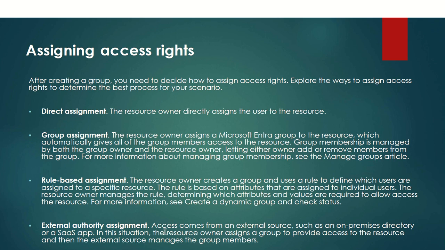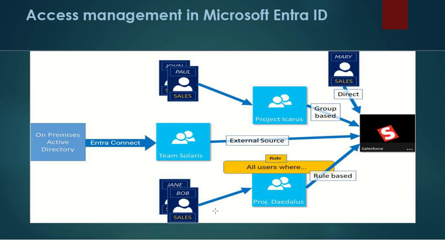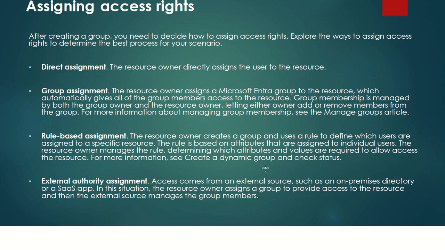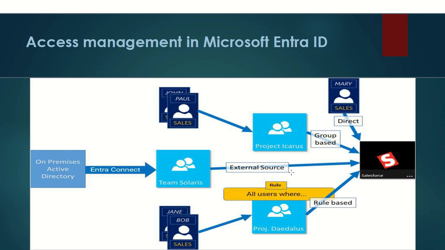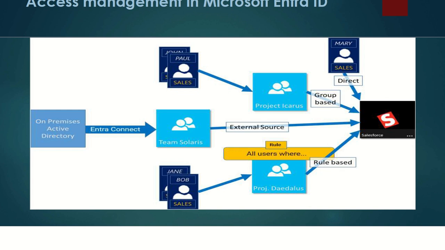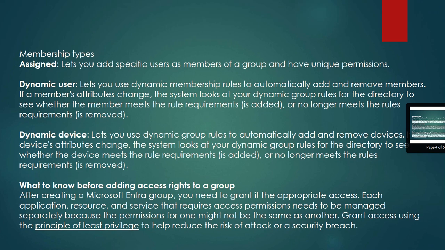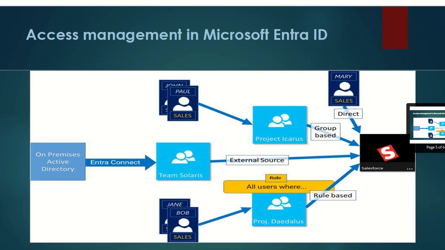External authority assignment: access comes from an external source such as an on-premises Active Directory or a SaaS app. In this situation, the resource owner assigns a group to provide access to the resource, and then the external source manages the group members, as I already explained. So that's what it's all about, the group management here, guys. Pretty straightforward.